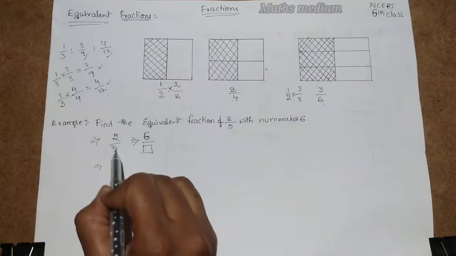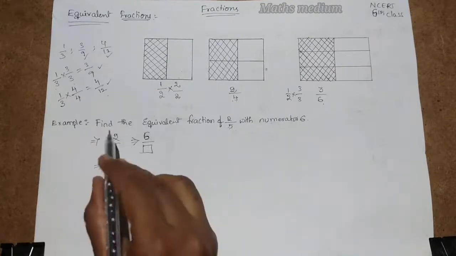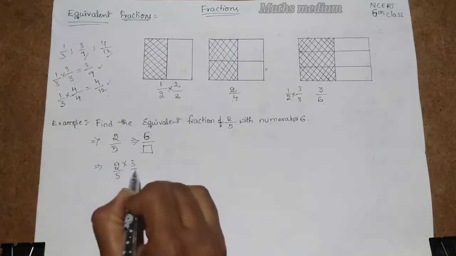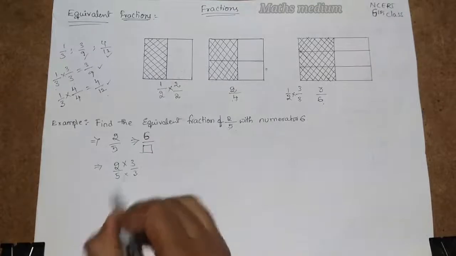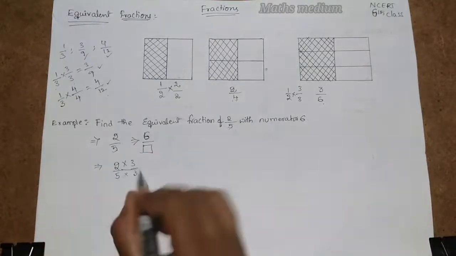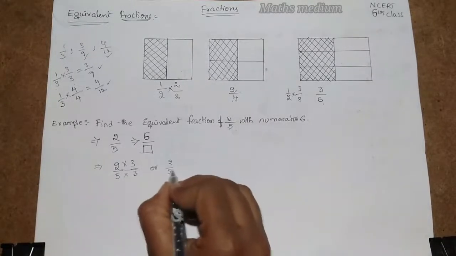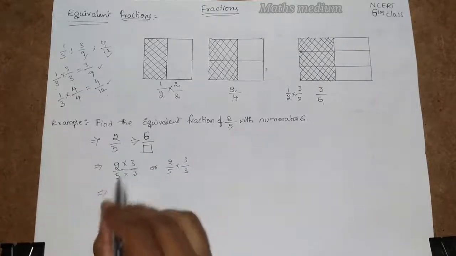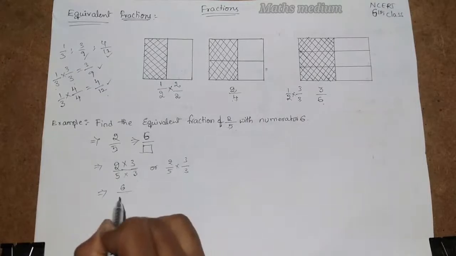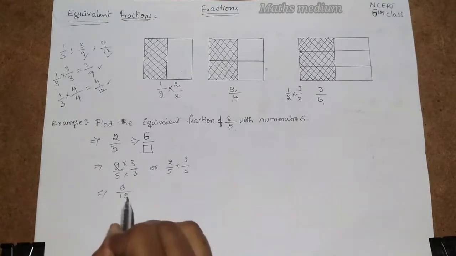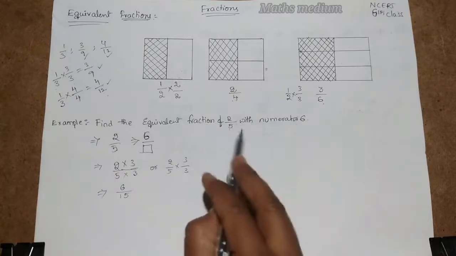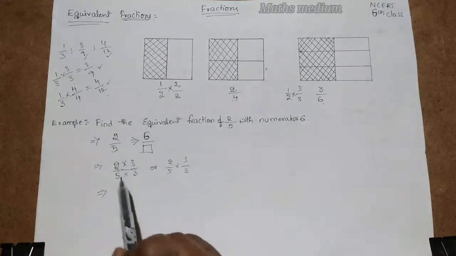Then by which number do we have to multiply both numerator and denominator? That is the equivalent fraction, right? So I am going to multiply numerator and denominator with 3. See here, 2 by 5 into 3 by 3. So 2 threes are 6 and 5 threes are 15. The denominator is not the matter, but here they want numerator 6 in the equivalent fraction. So this is the representation of an equivalent fraction through the example.